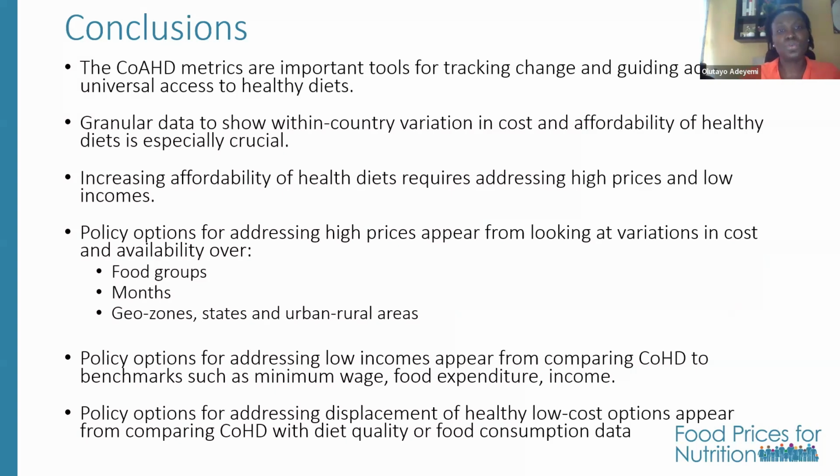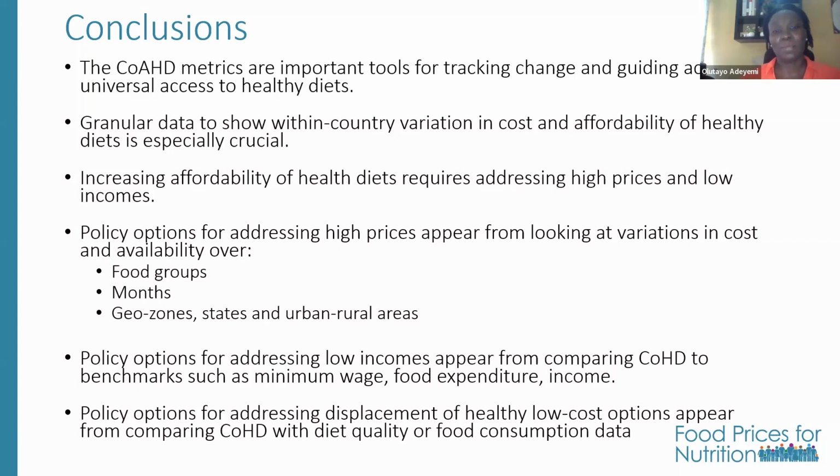And so to conclude, we found the cost and affordability of healthy diet metrics to be important tools for tracking change and guiding action for universal access to healthy diets. When we have the within country variation in cost and affordability, it helps us really see where some of the challenges are. For Nigeria, which has a high malnutrition problem, it helps us see how much food security is a challenge and contributing to the problem.